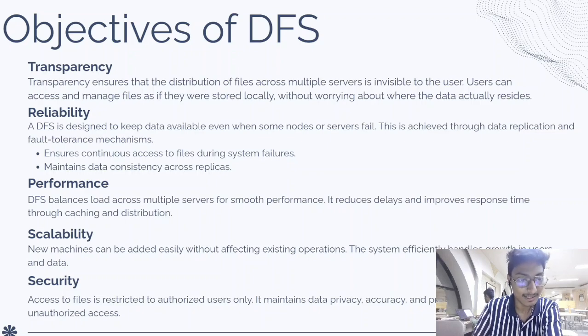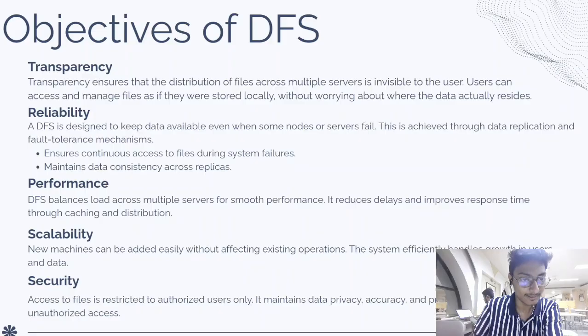The second one is reliability. A DFS is designed to be reliable, built with the assumption that hardware will fail, servers will crash, and disks will die. So, how does it protect our data? The keywords are replication and fault tolerance. Replication means the system automatically makes multiple copies of your data, let's say three copies, and stores them on different machines.